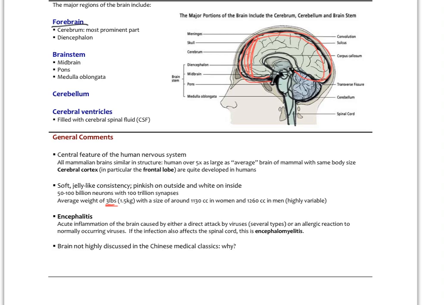We actually are able to pack this, the 3 pounds, into the skull, and with our circulatory system are able to cool it effectively.